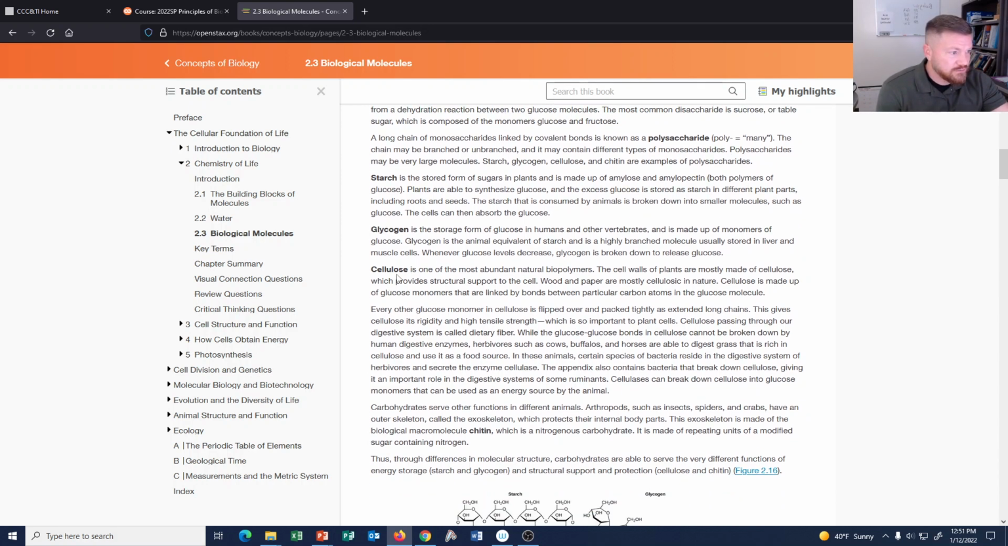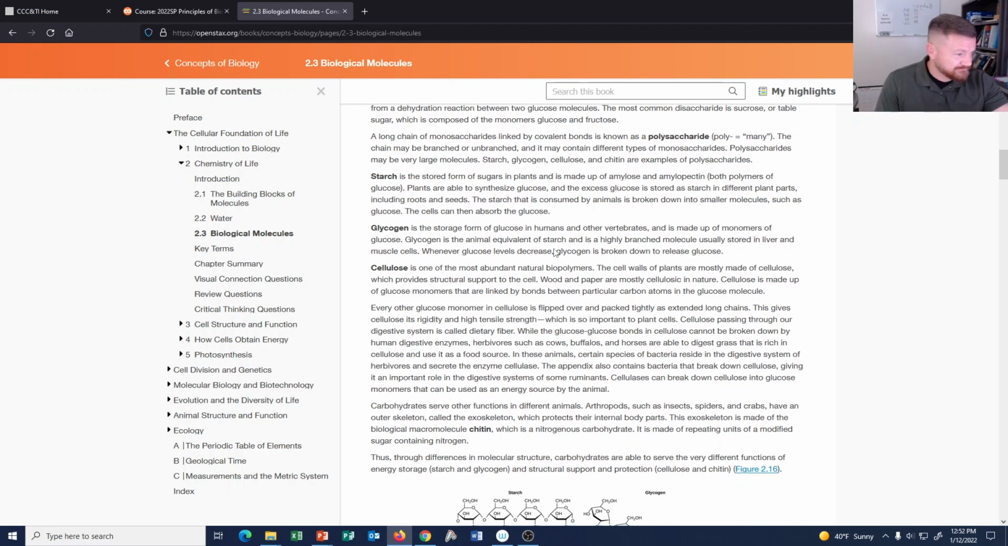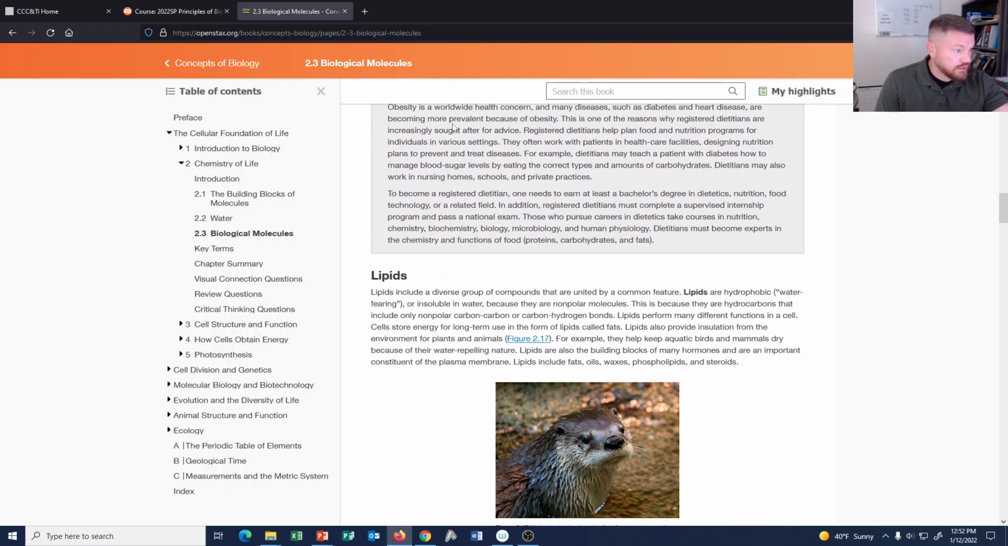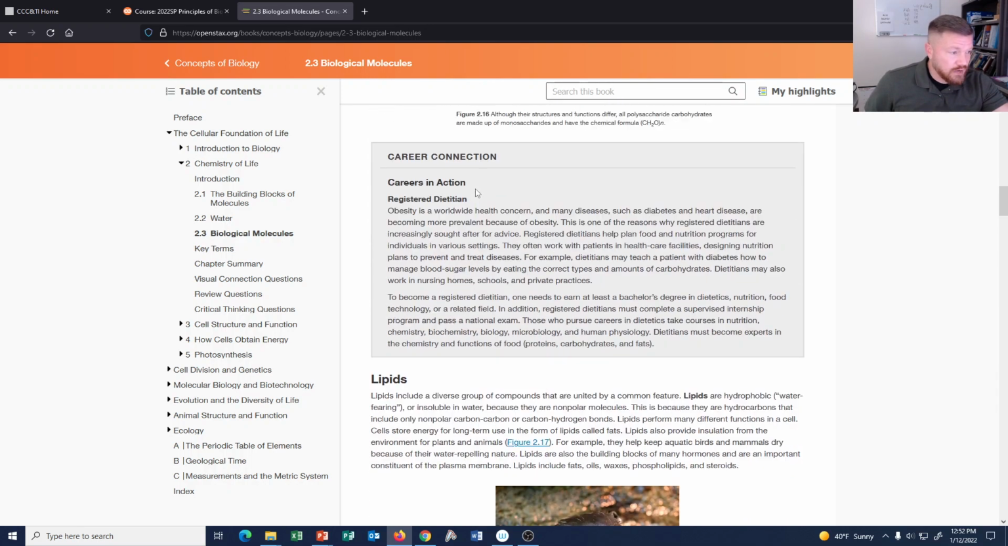Cellulose tends to be fiber in plants. If you look at a tree, most of a tree is cellulose. It's not very digestible. That's why cellulose is good for the gastrointestinal system. You hear a lot of talk about using fiber in your diet or needing fiber in your diet, and that's why, right? Very important. So that was carbohydrates. That's one of the biological molecules.